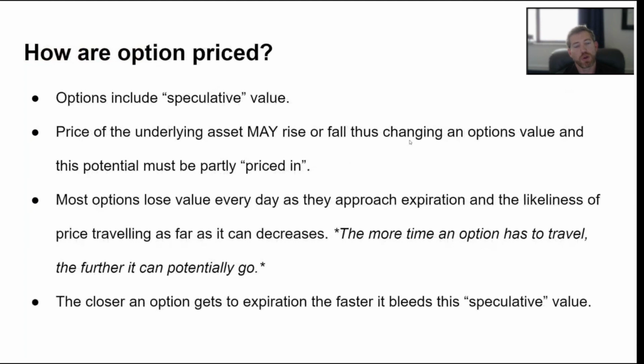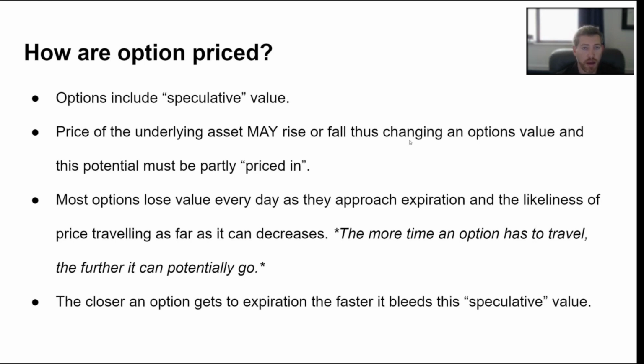Okay? So how are these options priced? When we're looking at a stock, say SPY, it's priced purely based on how much people are willing to pay for it, right? But options also include speculative value. Since they're significantly cheaper than buying the stock, these options have the ability to make significantly more. For example, if the price of the underlying asset may rise $10 in the next week, that value has to be priced into the value of the options. We call this the speculative value.